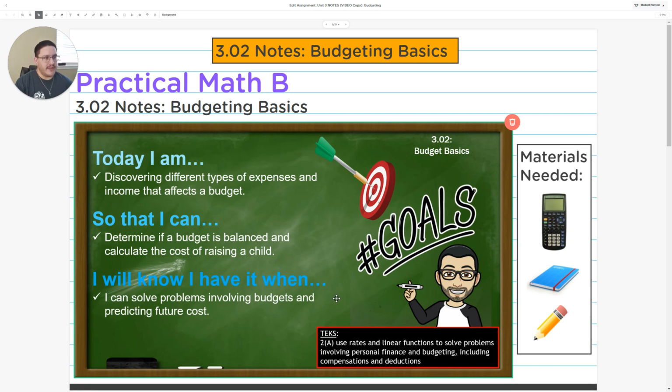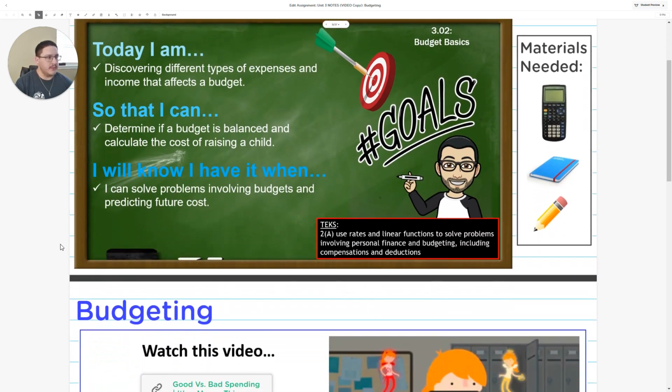Specific techniques we're looking at for today's lesson is 2A, use rates and linear functions to solve problems involving personal finance and budgeting, including compensations and deductions.